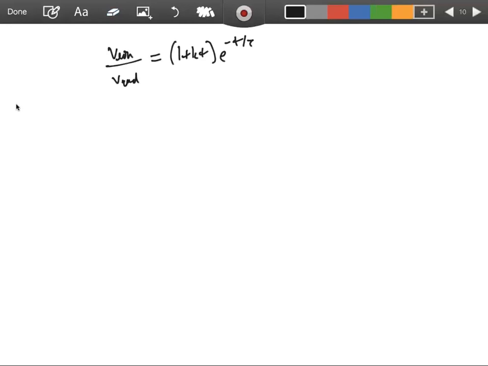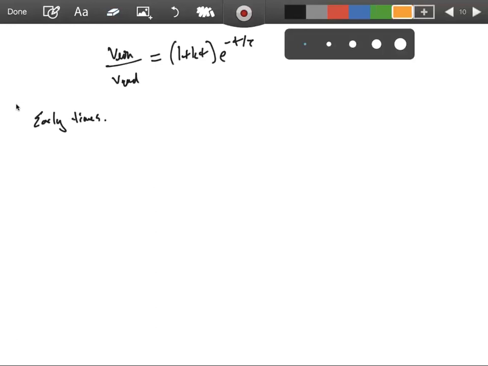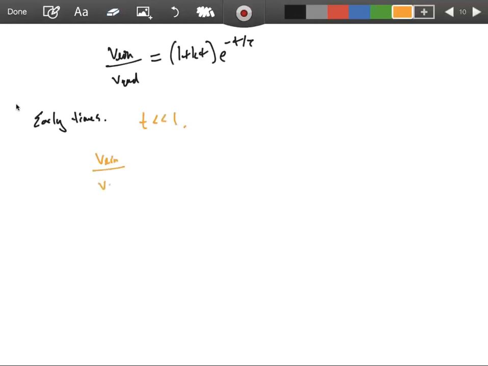So what happens in this case? Let's first look at early times. So basically, I'm just going to say that t is much, much less than 1. So I can do a Taylor series expansion on this. In this case, v linear divided by v quadratic is approximately going to be equal to 1 plus k times t times the Taylor series expansion of the exponential, which is 1 minus t divided by tau plus some higher order terms that go as t squared.